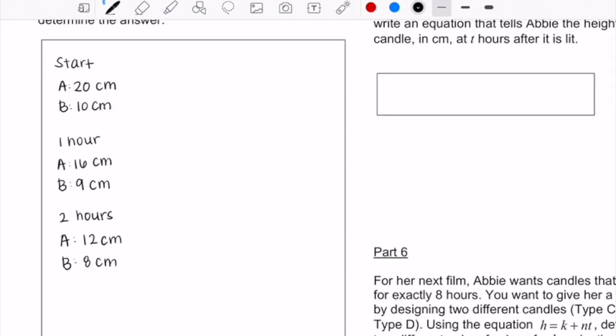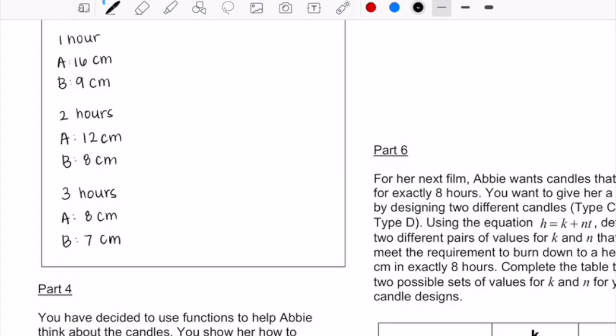After 2 hours, candle A has gone down to 12 centimeters and candle B has gone down to 8 centimeters. So they're still not equal to each other. Candle A is still taller, but they're getting closer. And then after 3 hours, candle A has gone down to 8 centimeters and candle B has gone down to 7 centimeters. So candle A is still taller than candle B, but they're getting much closer.